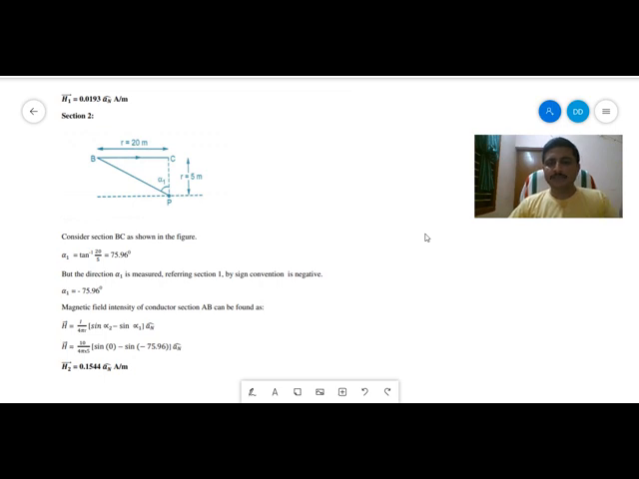So again I'll find alpha 1 using the triangle. I get it as 75.96. Now going by the sign convention, I have to use alpha 1 as minus. So it becomes minus 75.96.